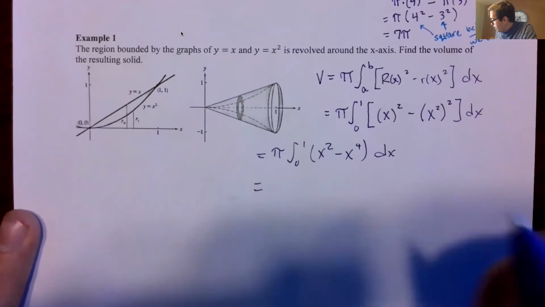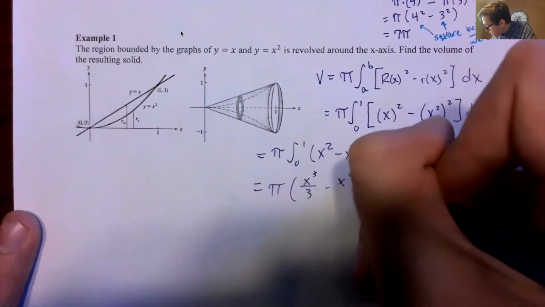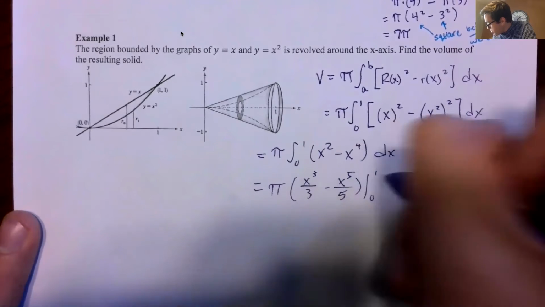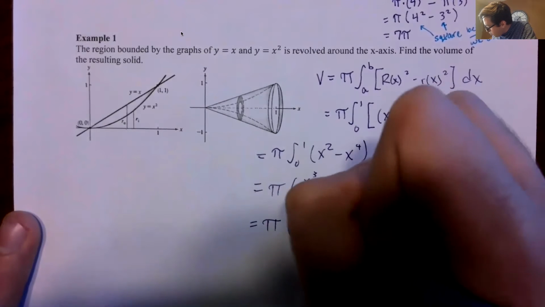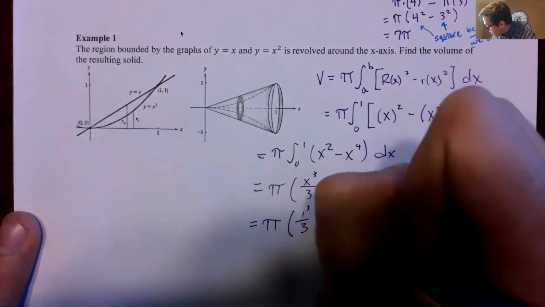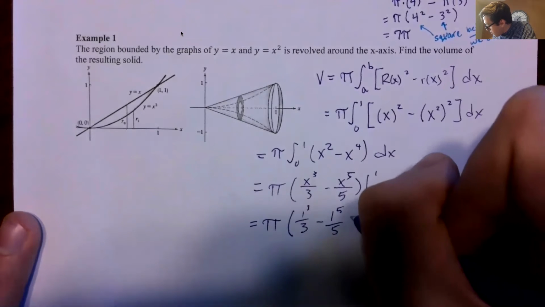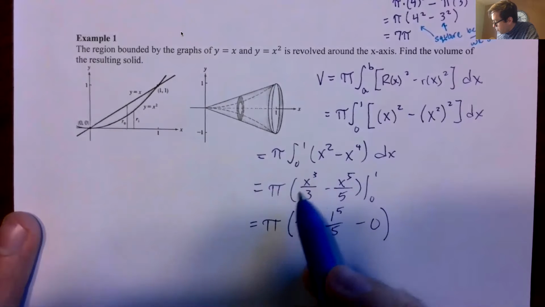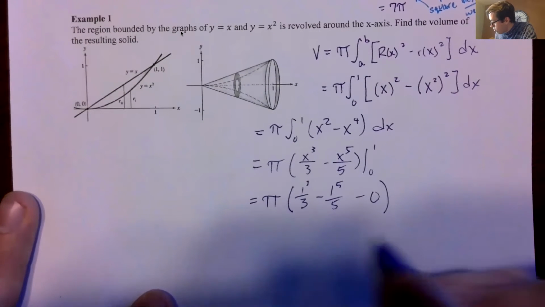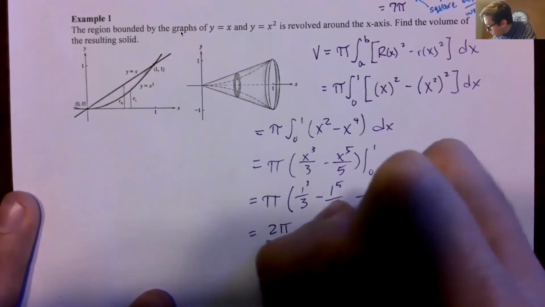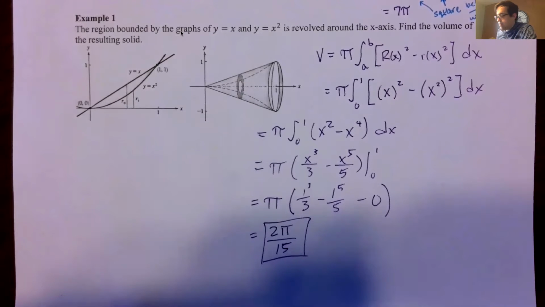And then we're going to get pi times x cubed over 3 minus x to the 5th over 5 evaluated from 0 to 1. And so we'll get pi times 1 cubed over 3 minus 1 to the 5th over 5, minus 0, because that's what happens when we plug in 0 to both of those. So 1/3 minus 1/5, which is 2/15, times pi. So we got 2 pi over 15. And that's the volume of this region. Okay, so that's example 1.